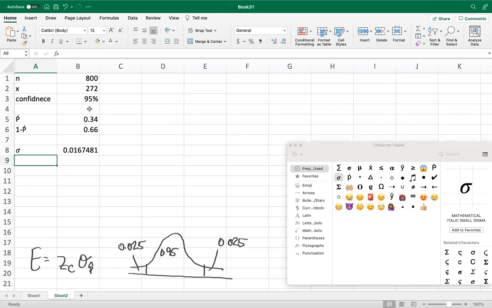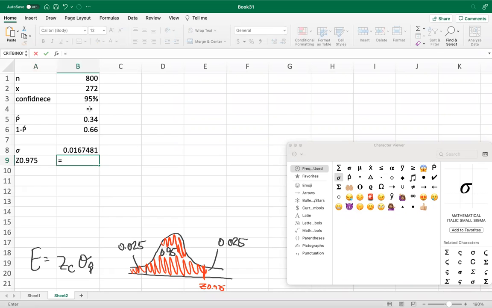What we are looking for is this value right here, and we need that critical value, the z-score. That z-score is going to take into account the area to the left of it, which is going to be the sum of those two values. So 0.025 plus 0.95 gives us 0.975. So here the z-score for the area of 0.975 is going to be equal to, remember, this is a normal distribution.